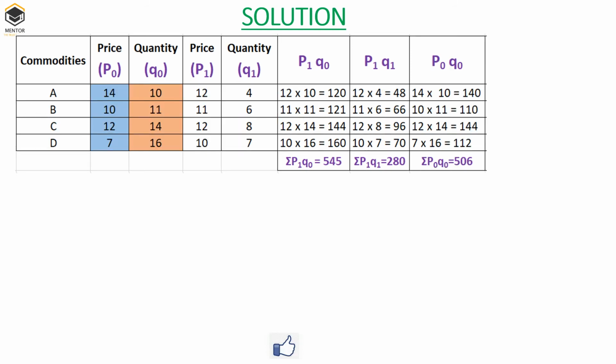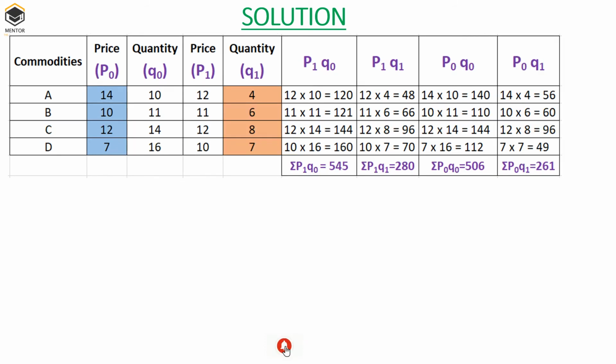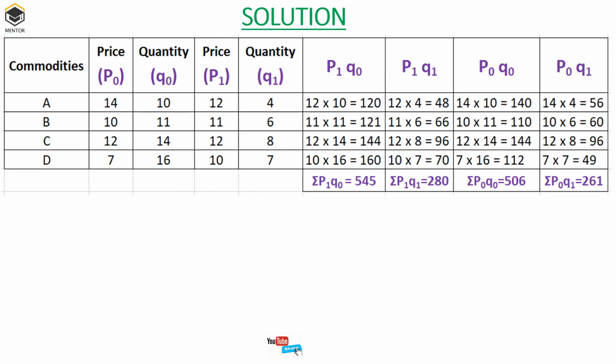Next I will be having P0 Q0. I am going to do the calculation of these two columns, and I will be getting the summation value 506. Next column I will be having P0 Q1. I am going to multiply these two, and at the end I will be getting the summation value 261. 261 is the summation value of P0 Q1. So this is all about my calculation of the table.